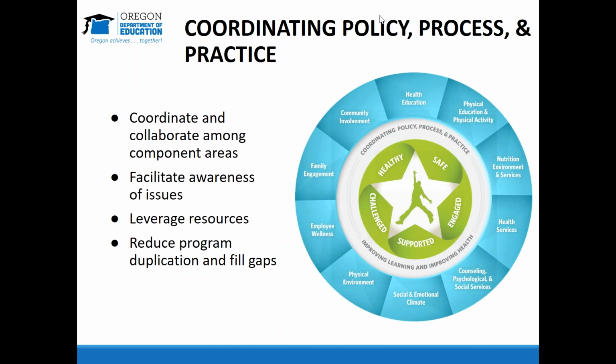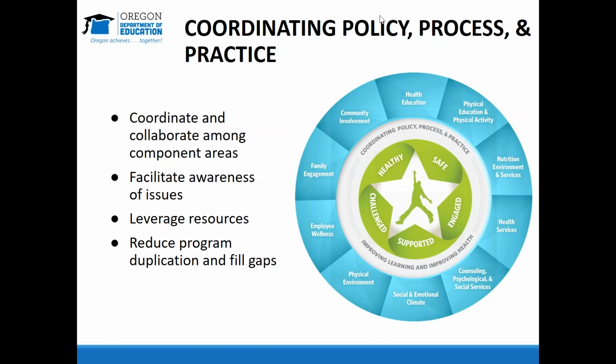The next part of the WSCC model is the white ring between the 5 whole child health tenets and the 10 components. It is the coordination of policies, processes, and practices that helps put this model into action and leads to improved learning and health outcomes. What does this look like?